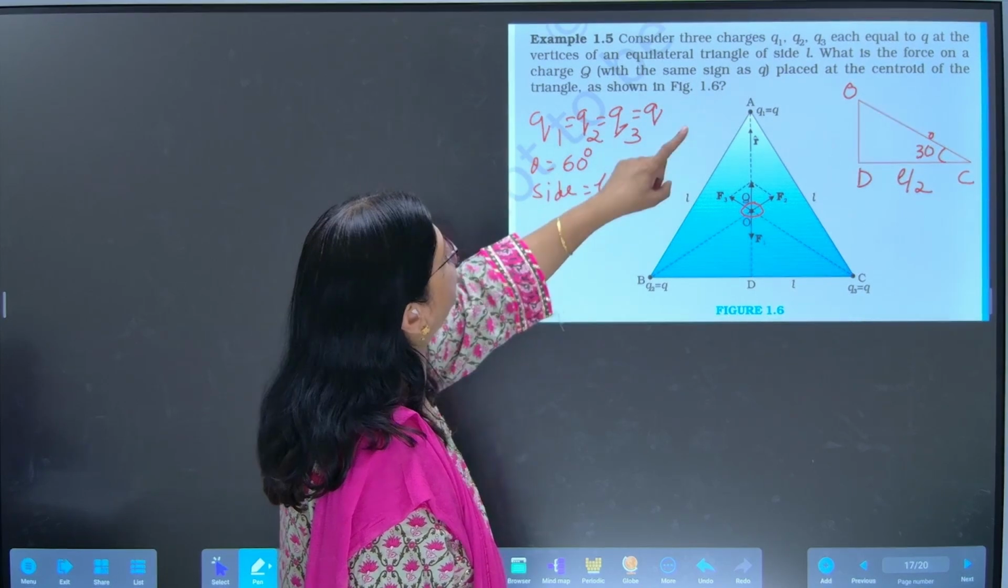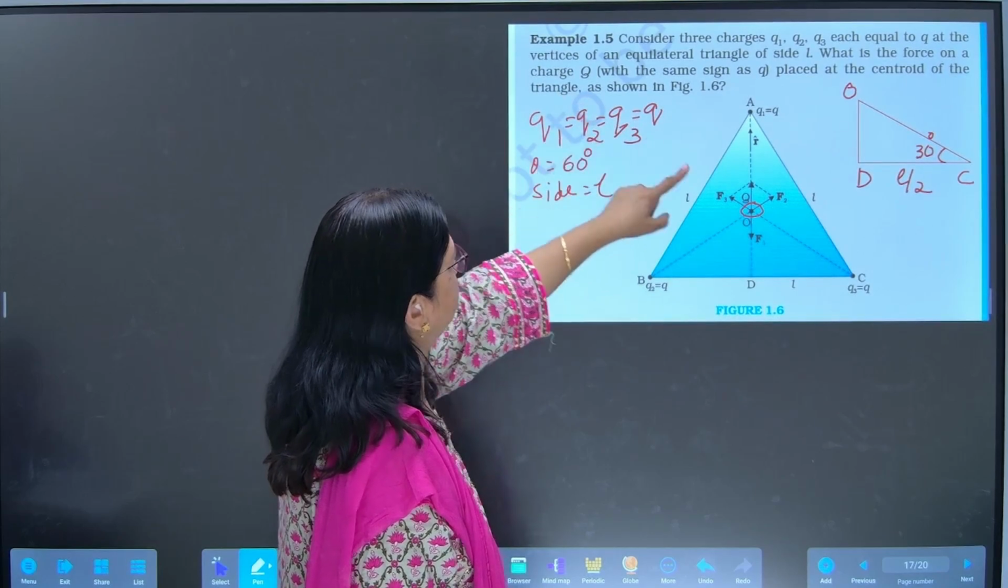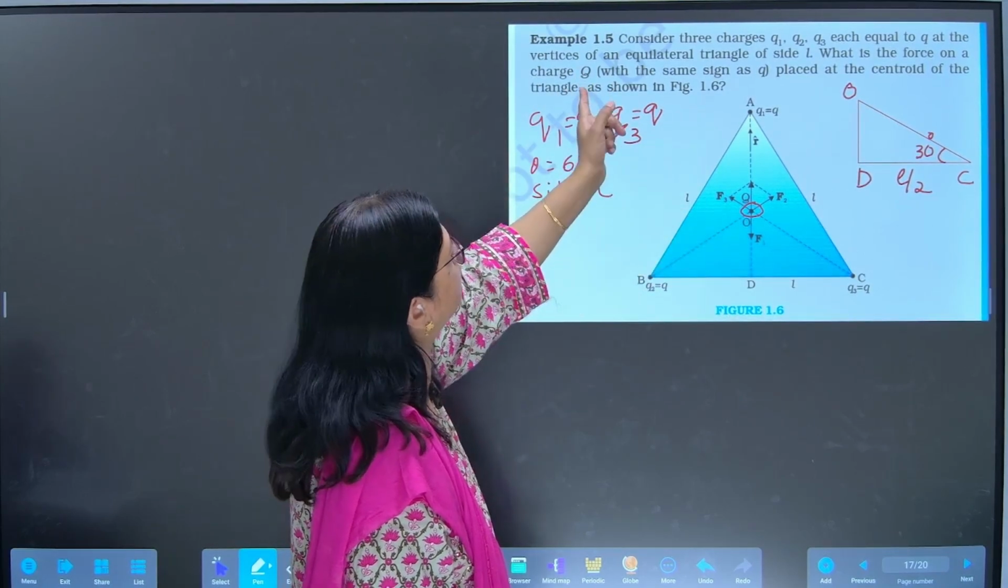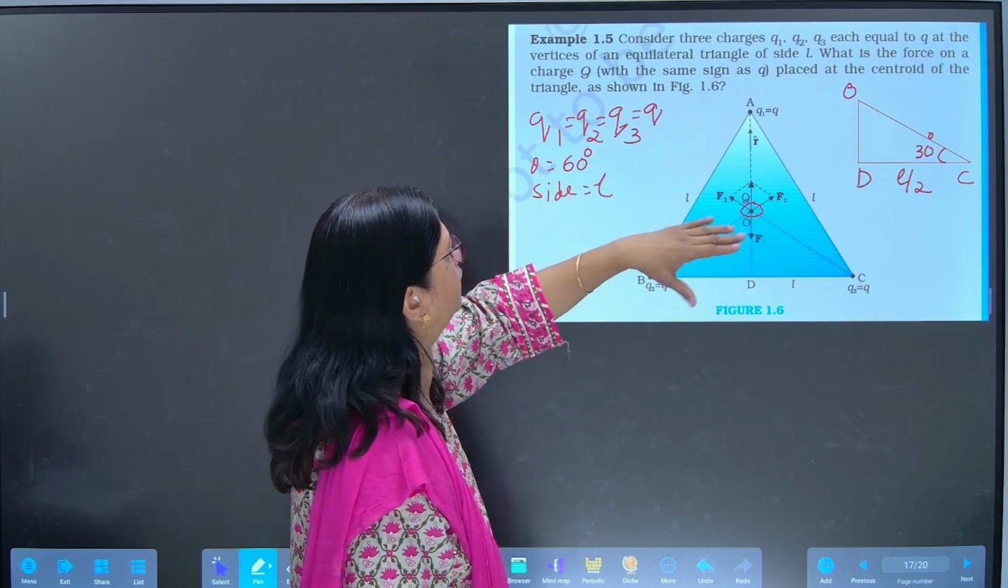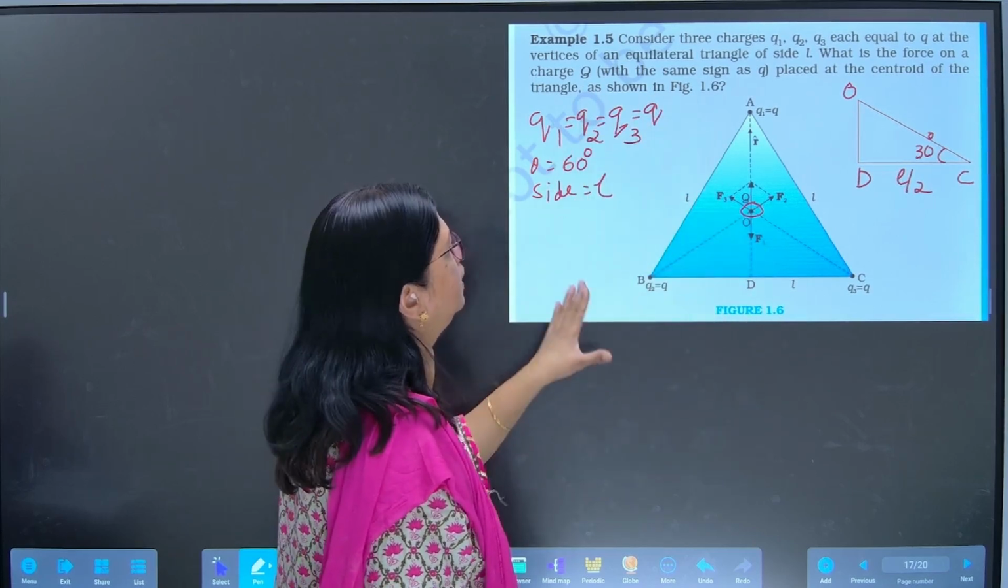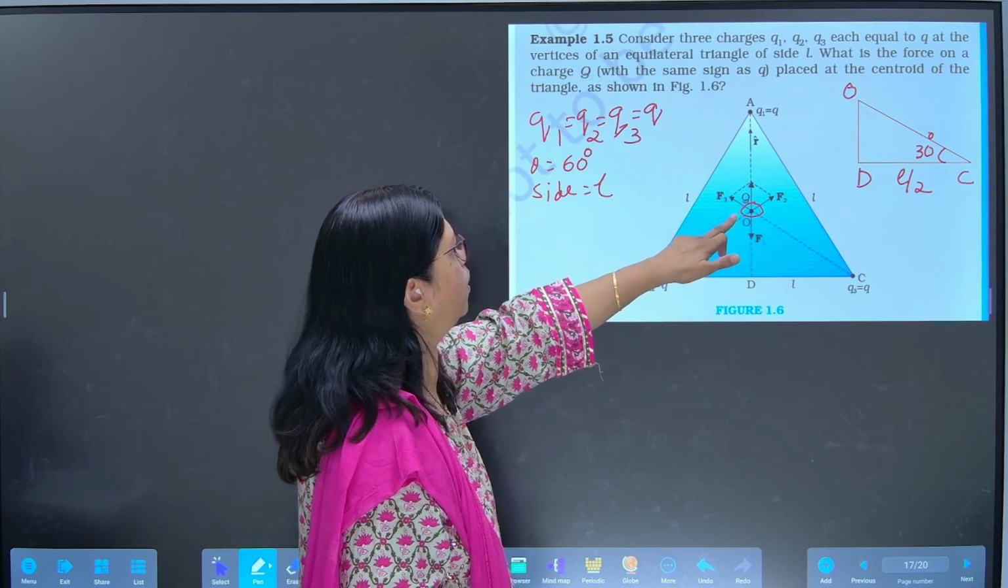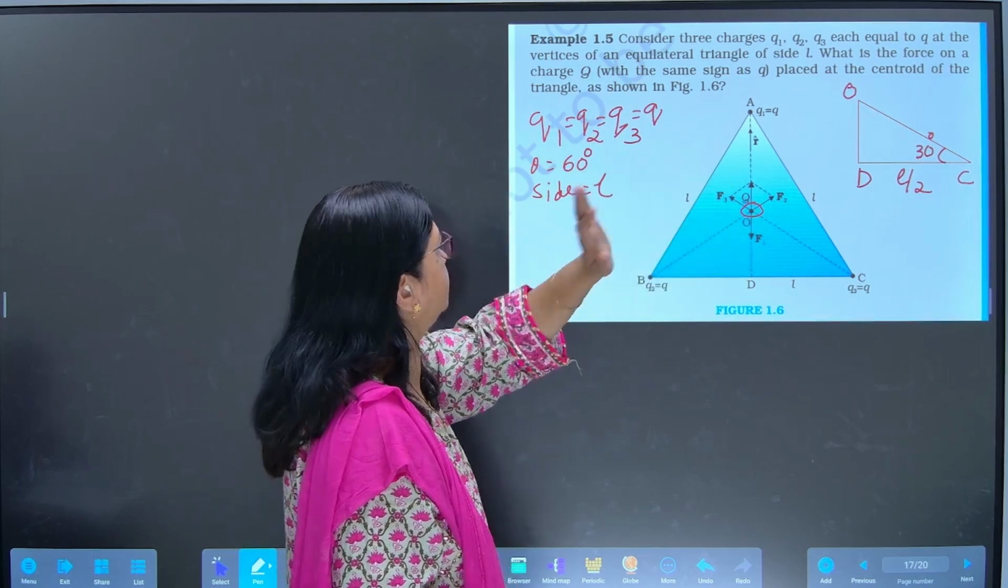Okay, so what is the force on the charge Q, which is placed at the centroid? It is also given that Q is of the same sign, whether positive or negative. All are either positive or all are negative, which is given to us in the question. Now the question is, what is the force on the charge Q placed at the centroid?